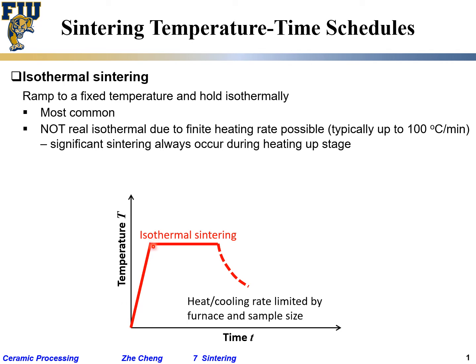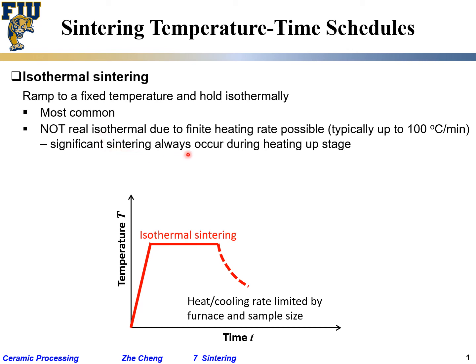Your heating rate is typically 5-10 degrees C per minute. Sometimes you can go to 100 degrees C, but even 100 or 200 degrees C per minute, you're still talking about going from room temperature to 1000-something degrees taking a few minutes, right? So it's not zero time. So that's why we say it's not exactly isotherm. Of course, people can do different tricks to further increase the heating rate, but it's still a finite heating rate.